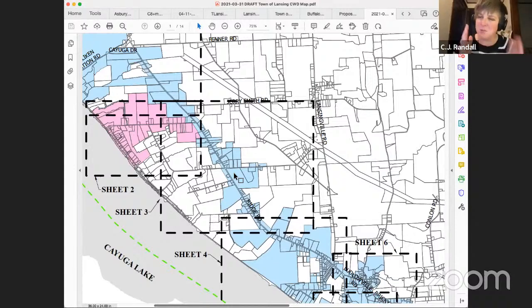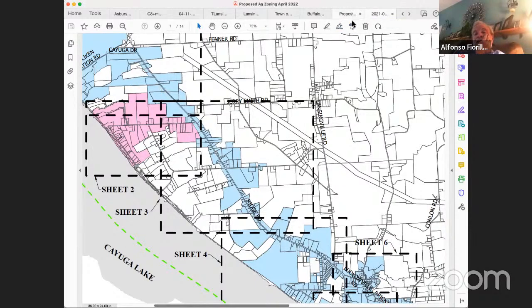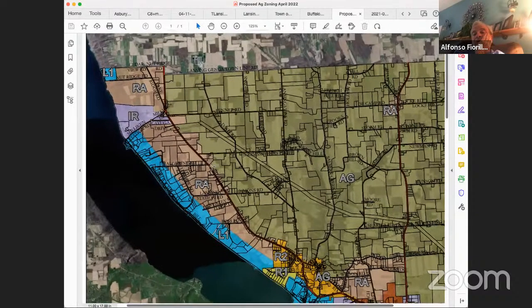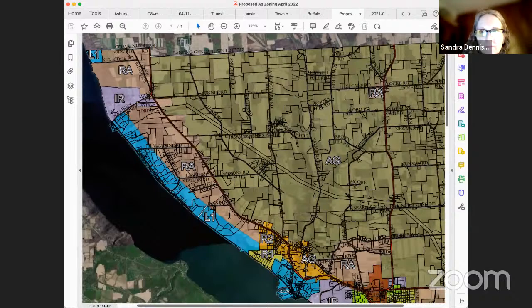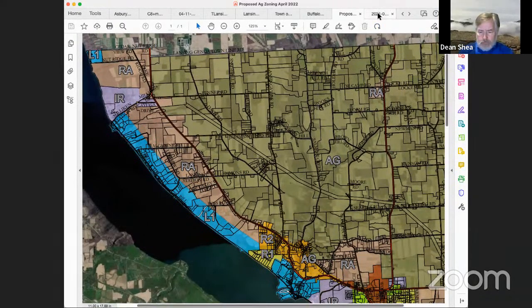Okay. The split zoning. Anyone else have an opinion on that uphill side? Sandy? Okay. I agree with Lynn. Yeah, me too. By parcel.